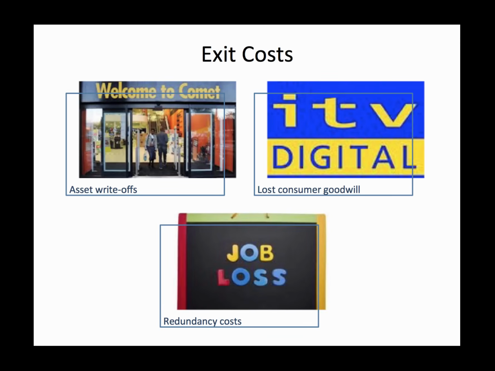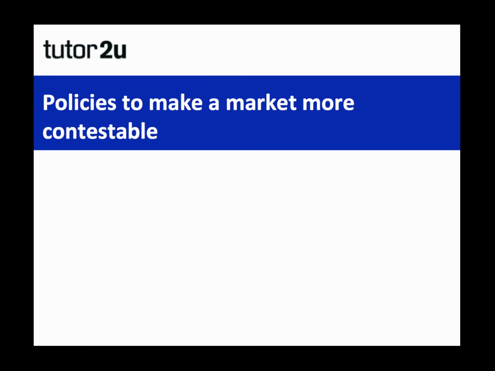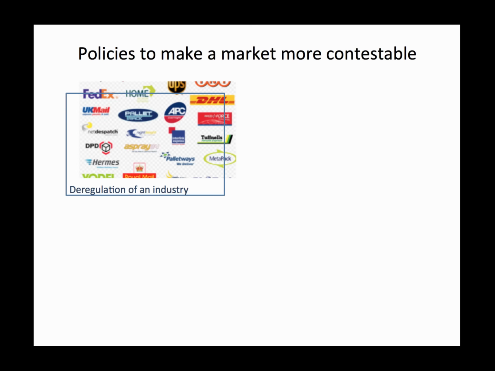Finally, let's look at how policies can make a market more contestable. This is a favorite exam question and one that's worth looking at. I'm going to suggest that there are essentially 4 main ways that you can make a market more contestable. First is when the government, through its competition policy, decides to deregulate an industry. In other words, they strip away some of the legal barriers to entry that had existed before.